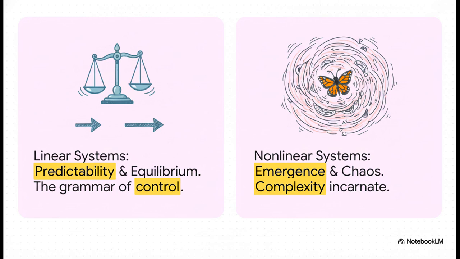First, you've got your linear systems. These are the nice ones. They're predictable, they're stable. The effect is proportional to the cause. You double the input, you get double the output. Simple, right? But then you have nonlinear systems.